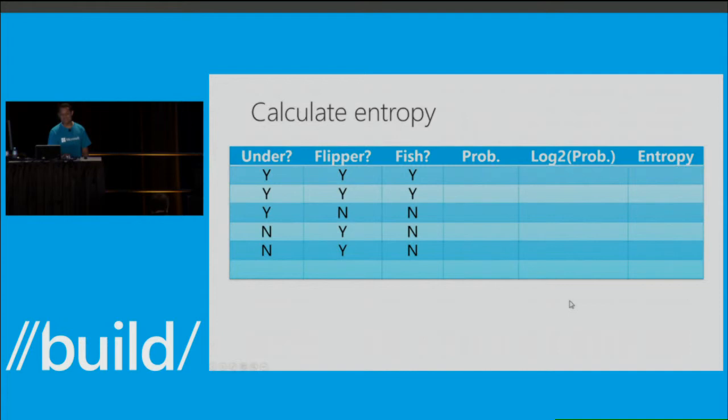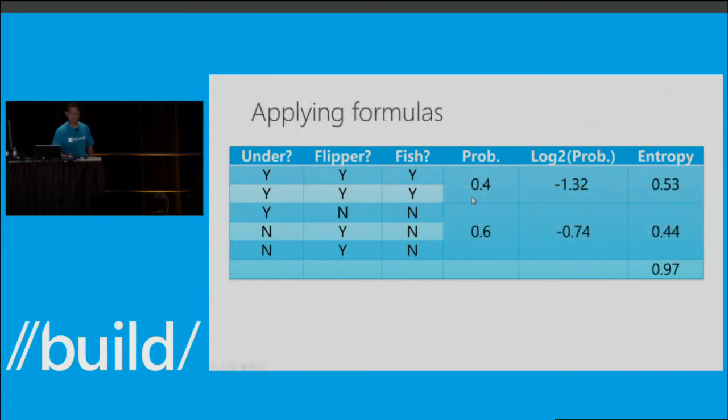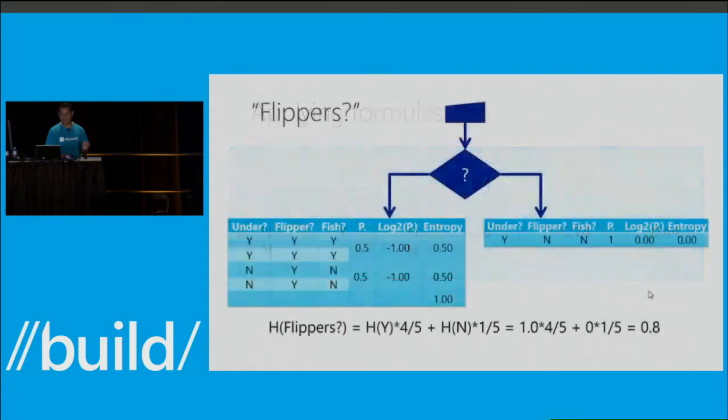So, basically, here is the table we had. What are the outcomes? Yes or no? So the probability of this outcome here is 0.4. This one is 0.6. The log 2 of the probability is this. You multiply, change the sign. The entropy of the system when we started is 0.97. Okay? Cool.